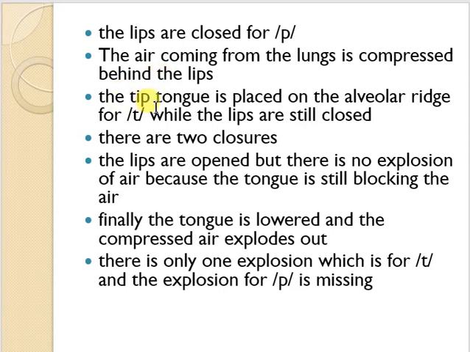The tip tongue is placed on the alveolar ridge for t while the lips are still closed. لأنه يا بنات عندنا صوت ب مباشرة يجي ورا ت، قبل لا يصير الاكسبلوجن لصوت الب أعضاء الكلام راح تتهيأ للposition for the t sound.